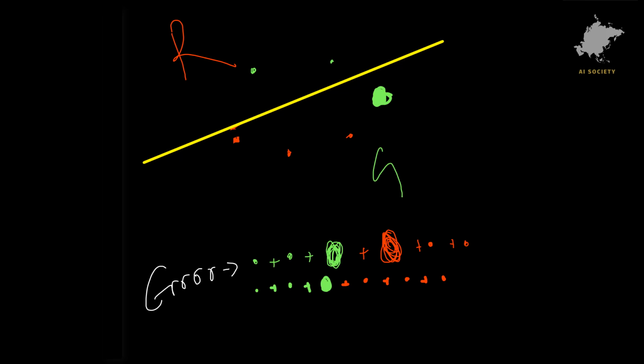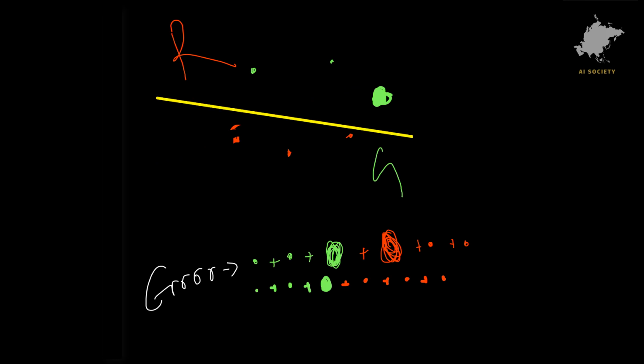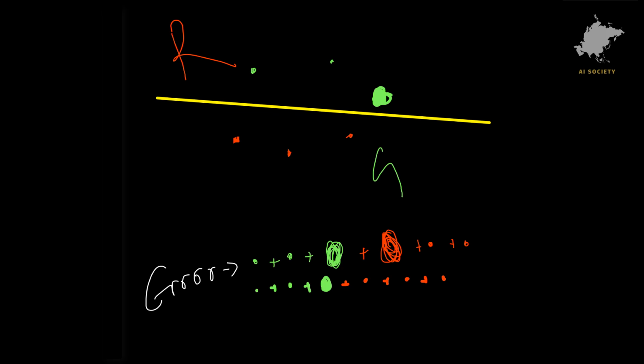Okay, and again I'm going to move the line around, and let's say the new line looks something like this. This time what is going to happen? My new penalty is going to be much lower for this point because it has been classified. So this time I am going to have a smaller error: this plus this.